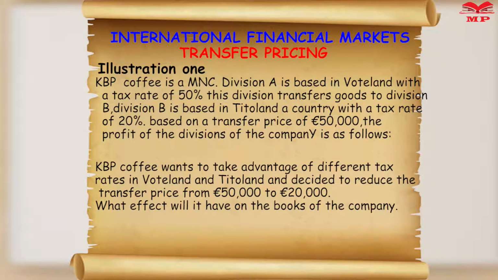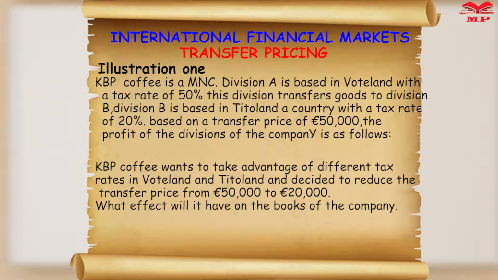KBP Coffee wants to take advantage of the different tax rates in Votland and Titoland and decided to reduce the transfer price from 50,000 pounds to 20,000 pounds. What effect will it have on the books of the company?